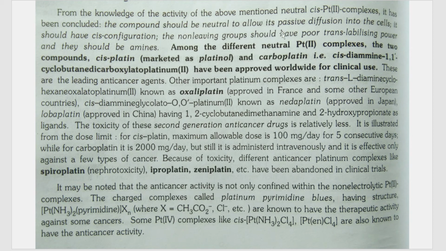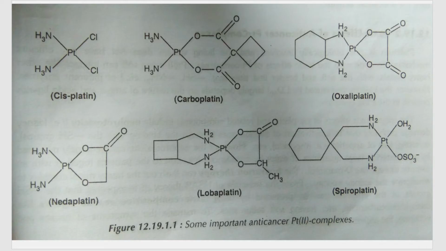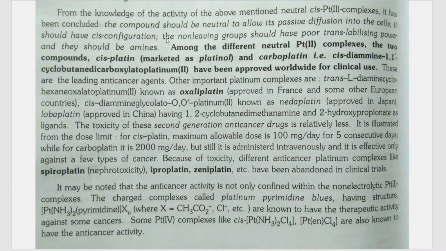And the non-leaving groups should have poor trans labilizing power, and they should be amines. Here, what are the non-leaving groups, students? Those are the NH3 groups here. Can you see the NH3 groups or NH2 groups that are present? So all the amine groups that are present are the non-leaving groups. And the other chlorine groups are all leaving groups. So the non-leaving groups should definitely be amines, and they should have poor trans labilizing power.